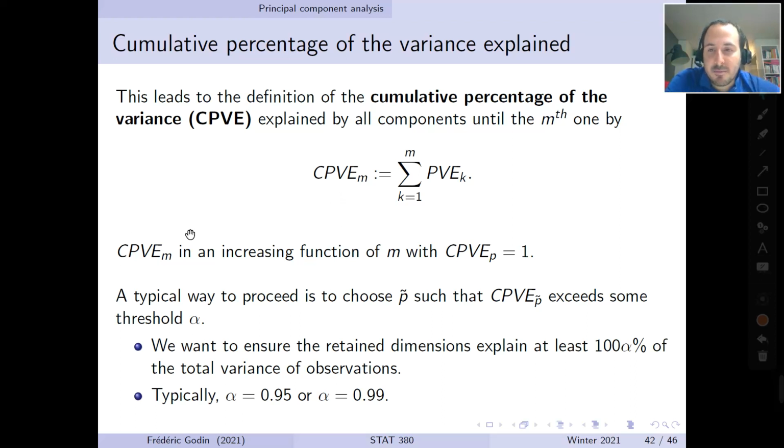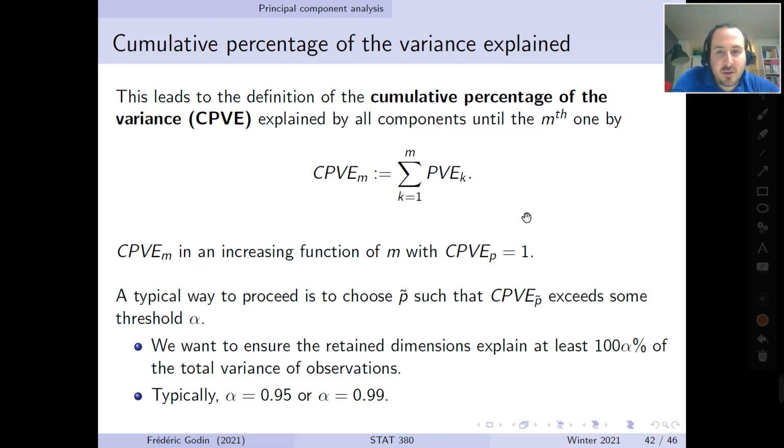Okay, so clearly CPVE is an increasing function of m, so every time you add a new principal component, the cumulative percentage of variance explained must increase. So here, if you look at that, all these terms are non-negative, so if you increase m, clearly this is going to increase. And as we said, if you sum the percentage of variance explained for all the principal components, or all the axes in the predictors in the new data set, then this would clearly sum to 1.